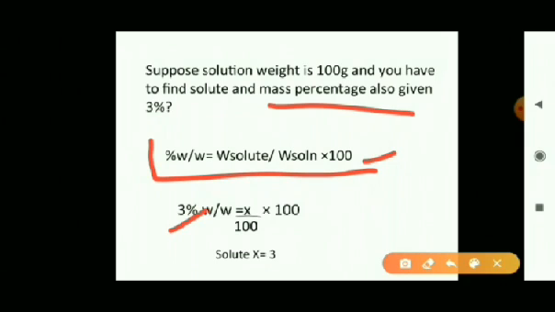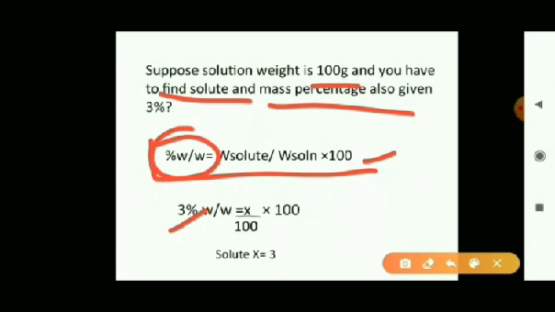Now what we have to find is the solute. So W solute, we consider as X. Our solution weight is already given, that is 100 gram. The weight of solute we don't know, we have to find that. So X divided by the total mass of the solution, which is already given, that is 100 gram, and we have to find the percentage.